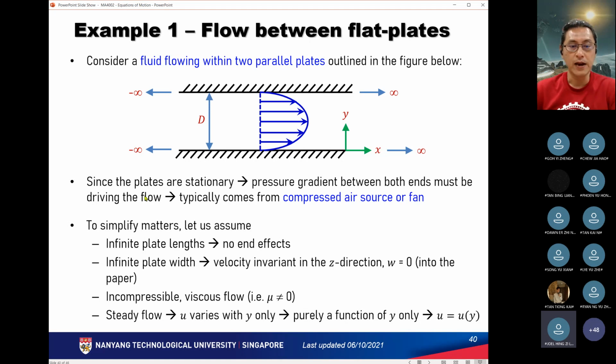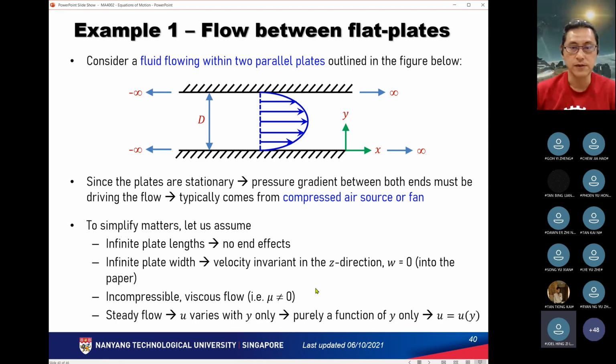As part of the simplification, we can treat this as a purely 2D flow, or 1D flow actually. First, let's assume that the plate length is infinite. These are two gigantic parallel plates, so there are no end effects. Let's assume that the plate width is infinite as well, into the paper. That means the velocity behavior should not matter in the z direction, so we can set w equals 0, no velocity component into the paper.